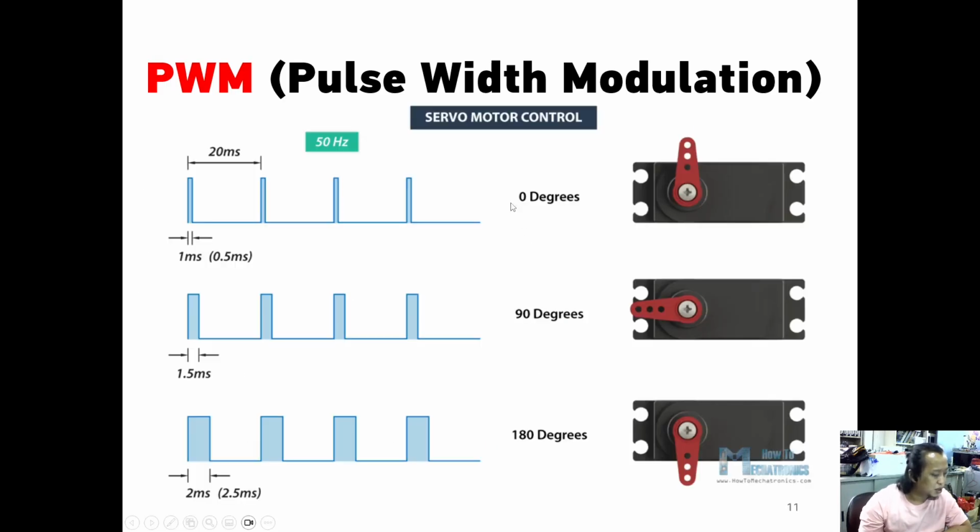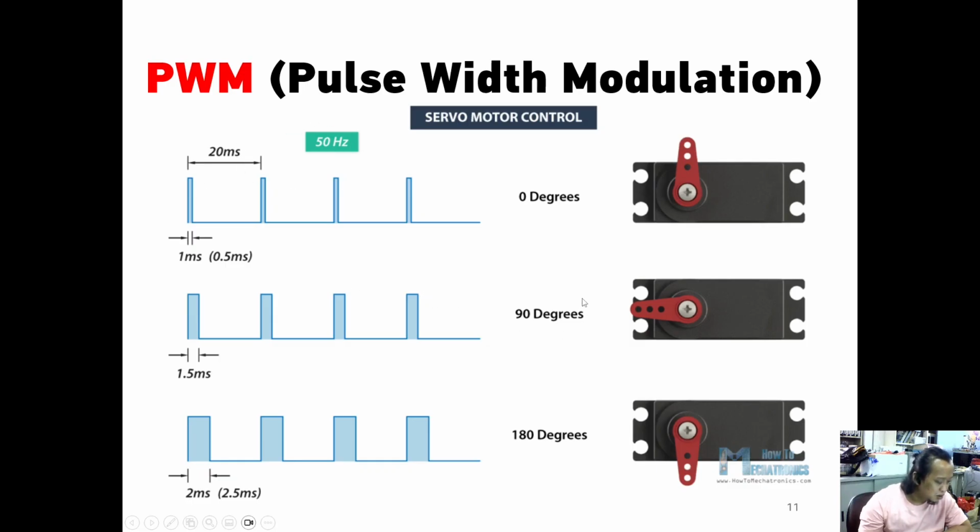And for the servo motor, we can see here, if the on time is only 1 millisecond or 0.5 millisecond, the servo will move to 0 degrees. Okay, this is 20 millisecond or 50 hertz.